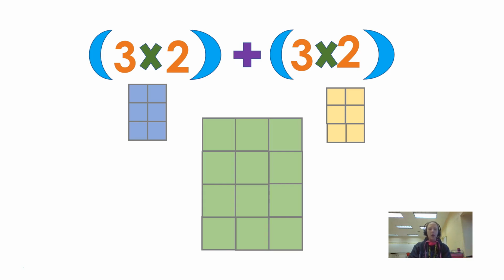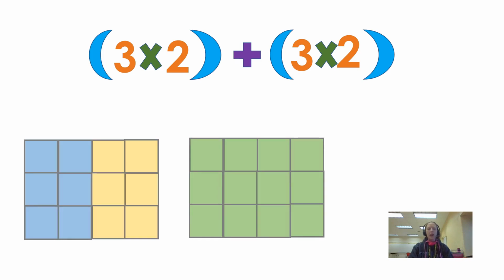In this example, multiplying 3 times 2 would be 6, and 3 times 2 would be 6. Then I add the two products together. 6 plus 6 is 12. Notice the distributive property is the same product as the original problem. Let's look at another one.